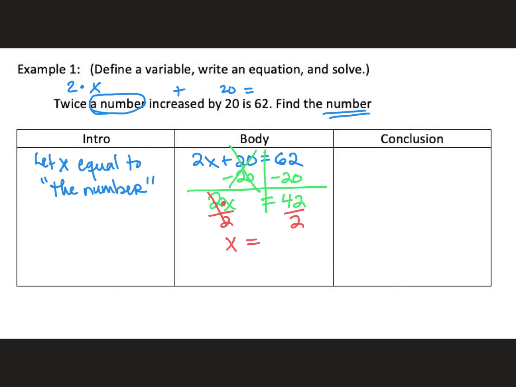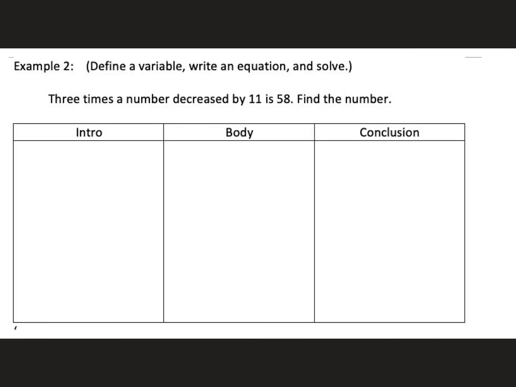42 divided by 2 is 21. So then our conclusion is we're going to put it into a sentence form. We're going to say that number is 21. So you should have all of this written down for example number 1.